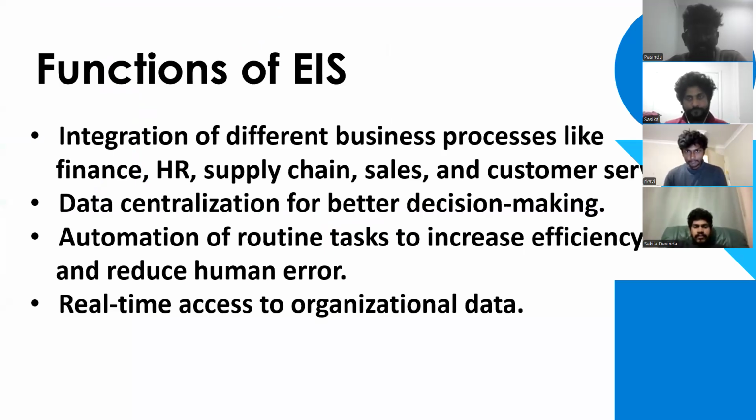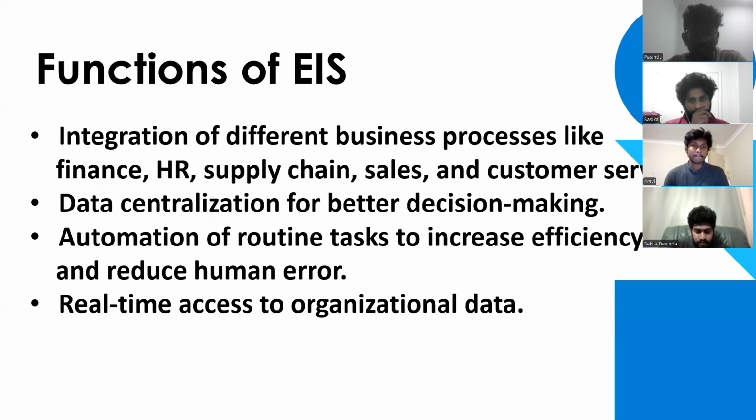So, what are the key functions of an enterprise information system? EIS integrates different business processes like finance, HR, supply chain, sales, and customer service, providing valuable insights and analytics for better decision making. It also automates routine tasks to increase efficiency, and provides real-time access to organizational data.